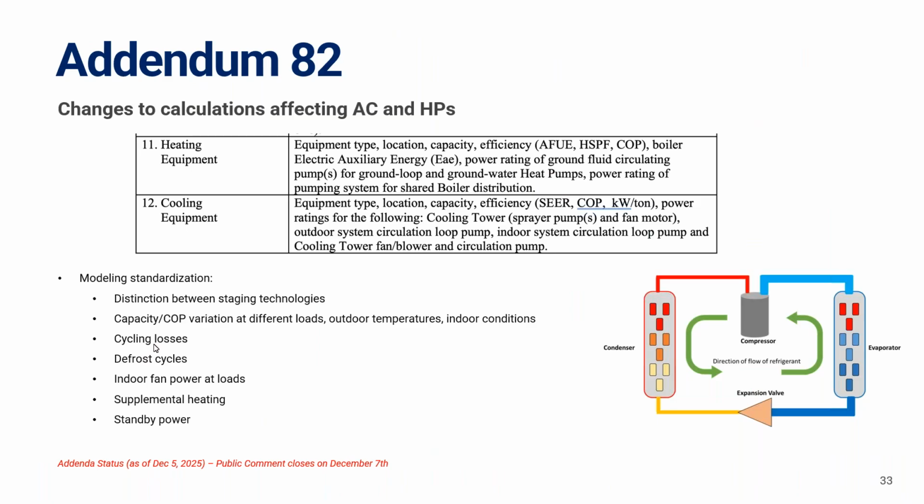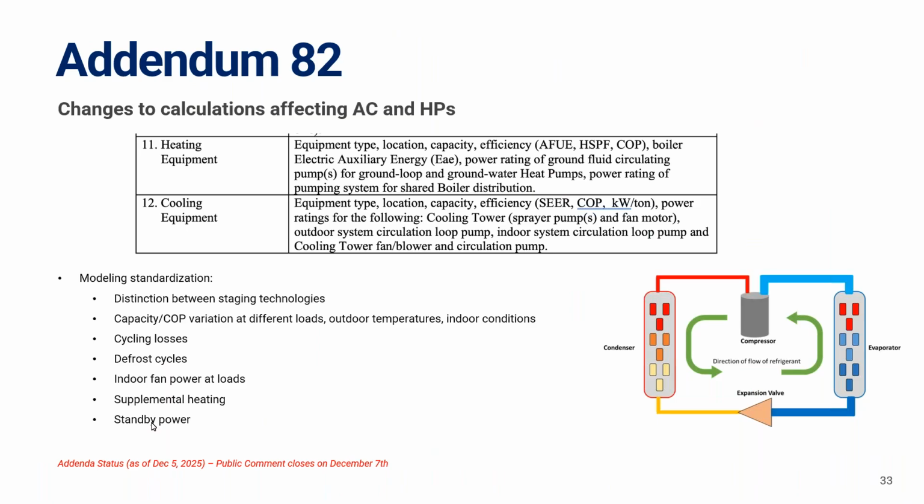If the unit is cycling, there's going to be some losses related to that. How we capture defrost for heat pumps, the indoor fan power, especially as you're operating at lower loads and the fan is drawing lower power. How to handle supplemental heating, what assumptions go behind that for heat pumps. And then there's always standby power. Usually these systems have crankcase heating that'll come on just to keep the refrigerant and the oil warm as the temperatures outside get colder.